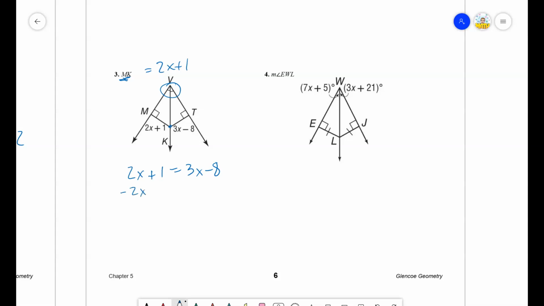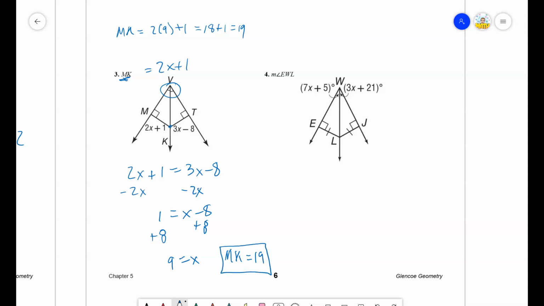So when I subtract 2x from both sides here, we have 1 equals x minus 8, and then we can go ahead and add 8 to both sides. So 9 equals x. So when they ask us what's mk, we have to take that 9 and plug it back in. So mk equals 2 times 9 plus 1. We just solved for x and found that it was 9. So 2 times 9 plus 1 is 18 plus 1, or 19. So mk equals 19.